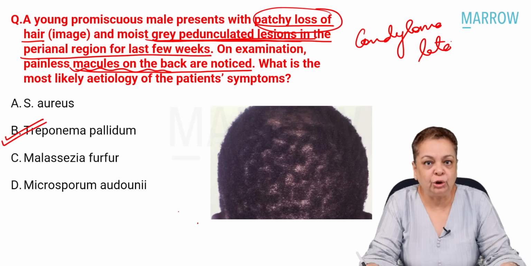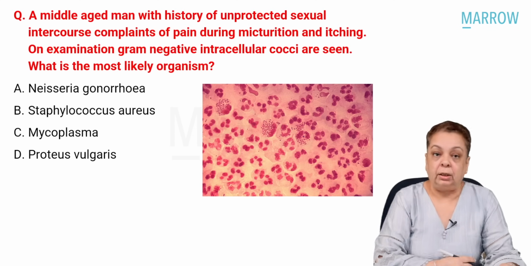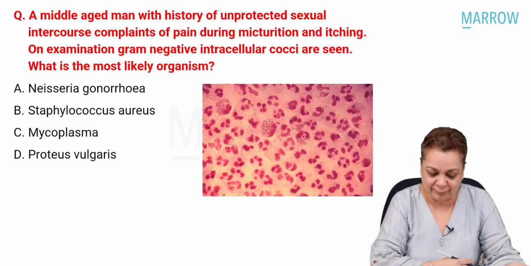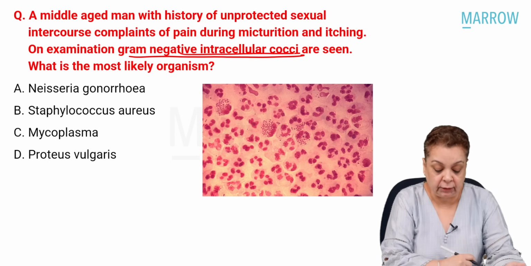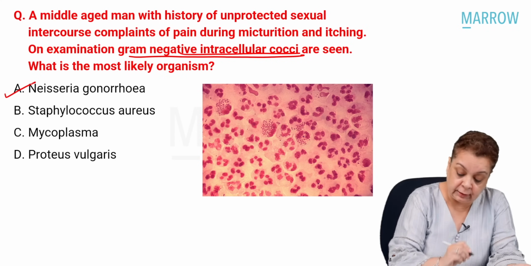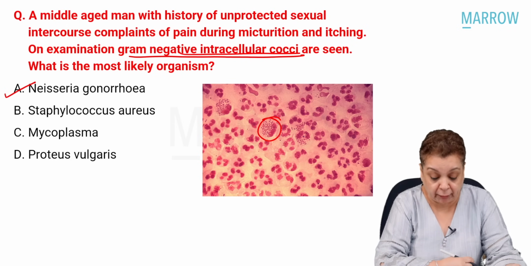Okay, now let us move on to the questions that were asked in session 2. So we had 3 questions from gonococcal urethritis. Let's start with the first one. A middle-aged man with history of unprotected sexual intercourse complains of pain during micturition and itching. On examination, gram-negative intracellular cocci are seen. What is the most likely organism? This is so simple. Gonococcal urethritis, we can see the gram-negative intracellular cocci inside the macrophages.